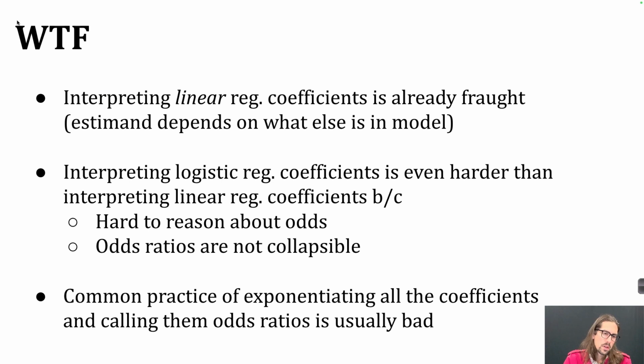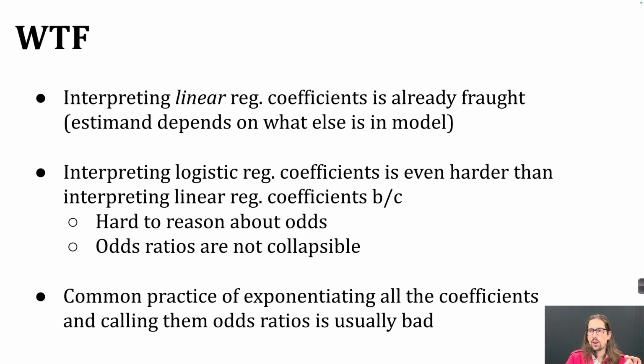Okay, so what's the message here? Interpreting linear regression coefficients, we know that's already difficult, because even there, the estimand depends on what else is in the model. You're asking about a 1 unit increase in something, given that we've fixed everything else at particular values. Here you have that same thing going on. You have that conditioning: given that you fixed everything else, a 1 unit increase in this is that. How does that impact the log odds?